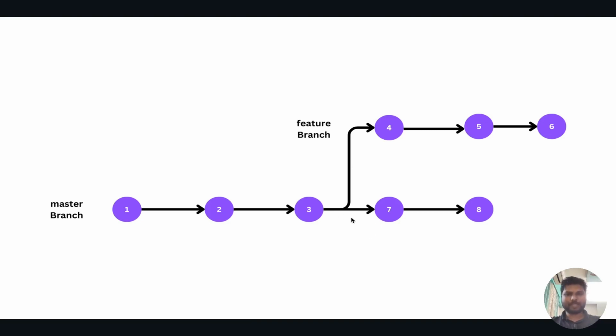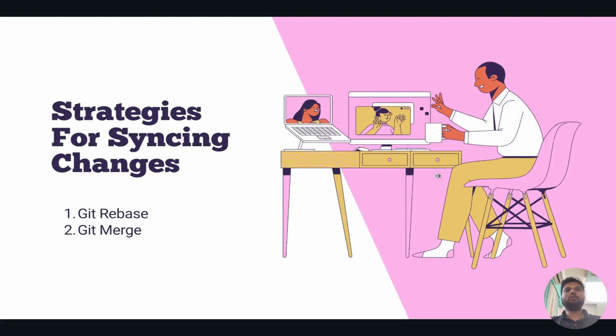Now for your peace of mind, you want these changes in your own feature branch, so that you can start working on the next parts. To do that, there are actually two ways. Either you can git rebase or you can git merge. Basically, to combine two different branches, there are two strategies: git rebase and git merge. We will look at how each of them works.